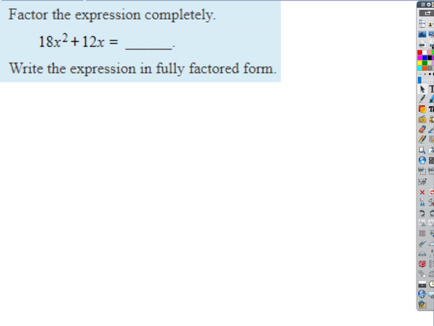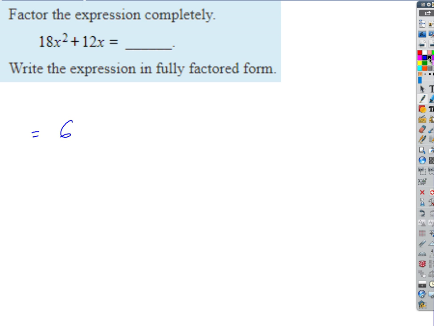What's the biggest number that divides into 18 and 12? 6. Okay, so I could undistribute a 6 for the number. How about for the variables? An x. Good. Now let's think about why that is.